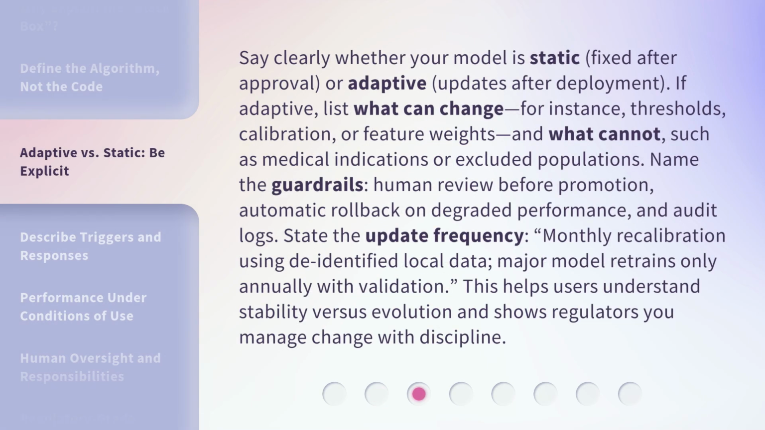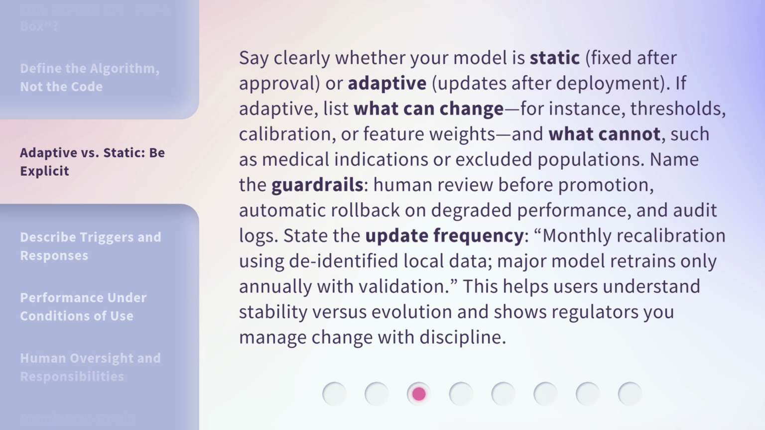Say clearly whether your model is static, fixed after approval, or adaptive, updating after deployment. If adaptive, list what can change. For instance, thresholds, calibration, or feature weights. And what cannot, such as medical indications or excluded populations.